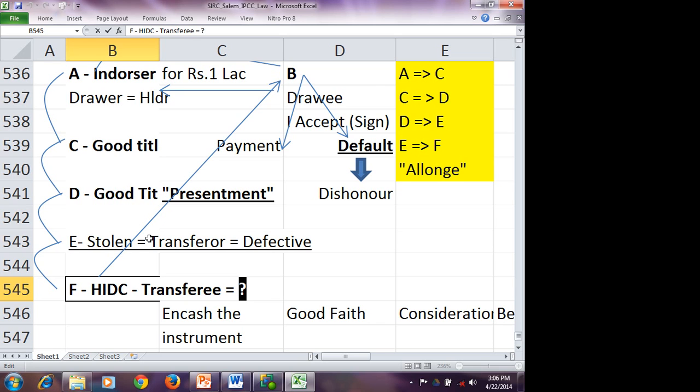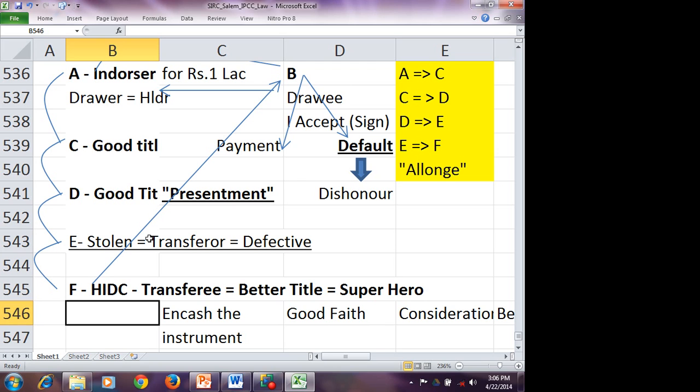Correct? Transferee's title equal to transferor's title, generally. The Negotiable Instruments Act is an exception to the general rule. Transferee gets a better title than transferor. So F gets a better title, which means holder in due course is a superhero of negotiable instruments. Hero introduction.